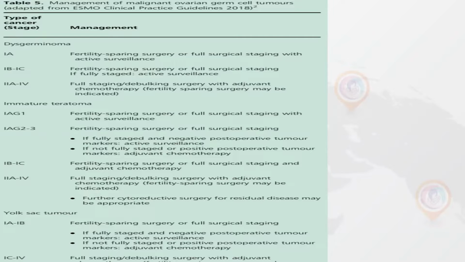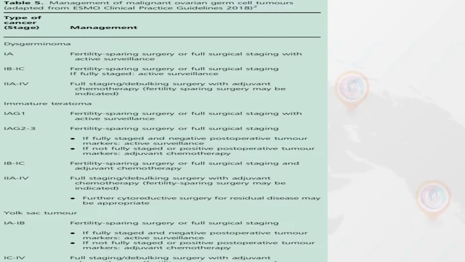That is, just remove the affected ovary and the tube, leave behind the uterus and the other side tube and ovary, then go for chemotherapy. And it is associated with a very good prognosis. So usually in germ cell tumors, we go for fertility sparing surgery along with chemotherapy in case it is not early stage.